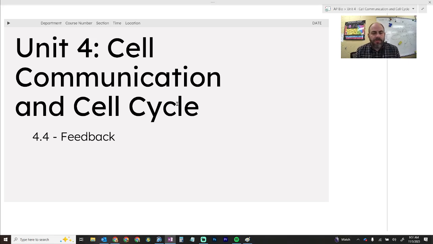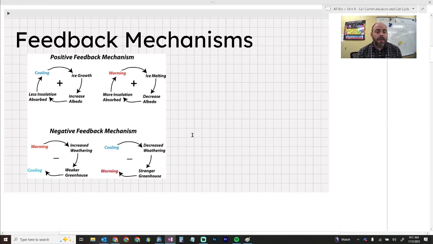This is 4.4 feedback, continuing Unit 4 cell communication, cell cycle. Feedback is definitely part of the communication portion of this, but feedback is a normal part of the cell cycle as well. And after we do cell cycle, you'll start to see those connections. Let's look at some feedback mechanisms.